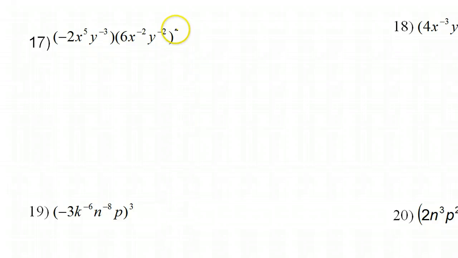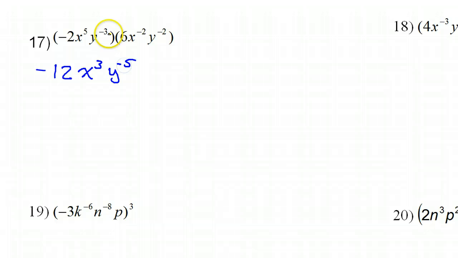Okay, no exponents on the parentheses, so we can proceed. Negative 2 times 6 is negative 12. X to the 5th times x to the negative 2 power is x to the 3rd power because you add. Y to the negative 3 times y to the negative 2 is going to be y to the negative 5. Again, you add.